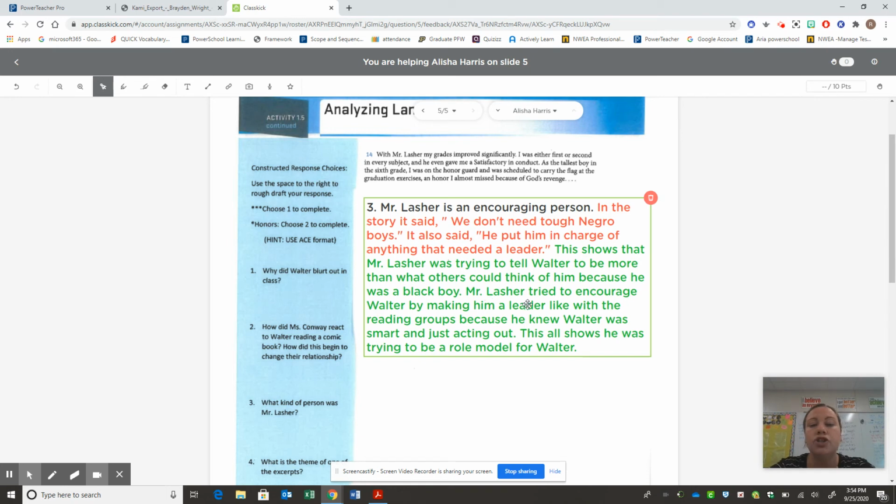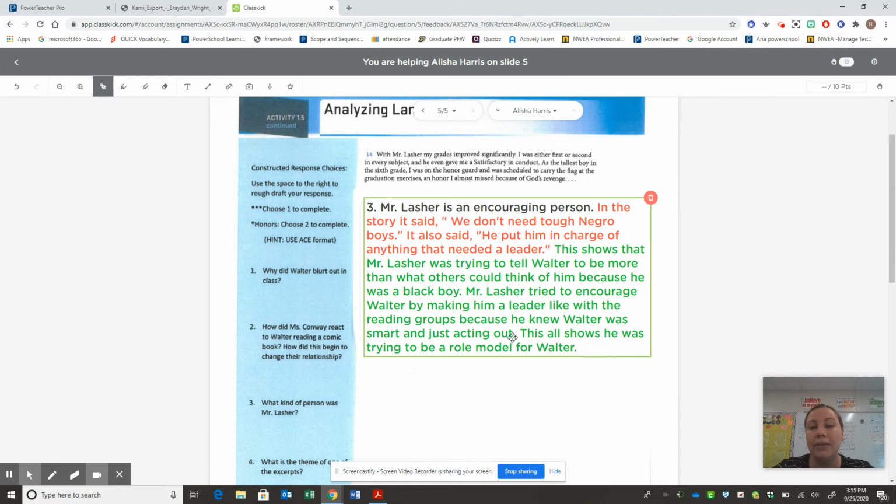So I put Mr. Lasher tried to encourage Walter by making him a leader, like with the reading groups, because he knew Walter was smart and just acting out. This all shows he was trying to be a role model for Walter. So what I did again, I answered, I cited twice, and I explained in my own words. So that again is how you do a constructive response, an ACE response. You can use mine, that's fine, but please understand how to do this.